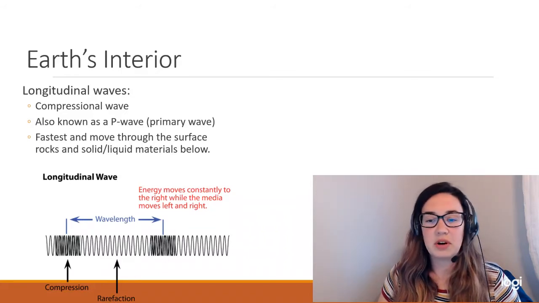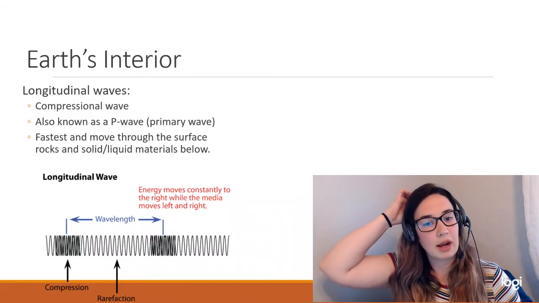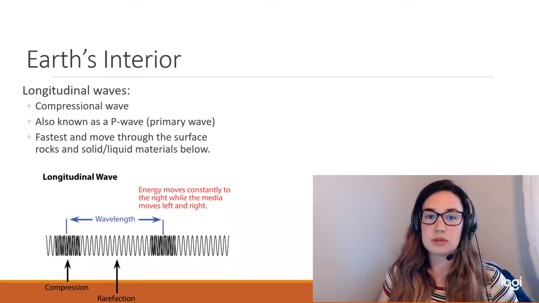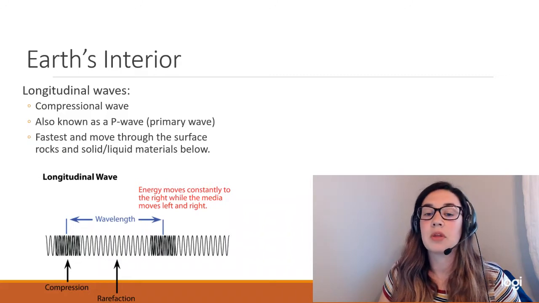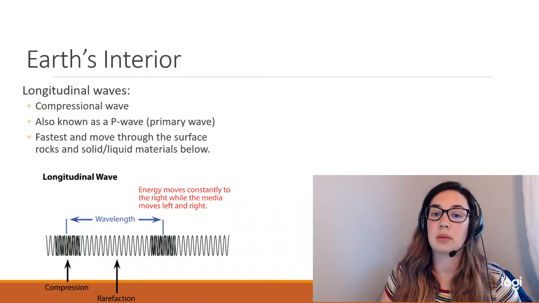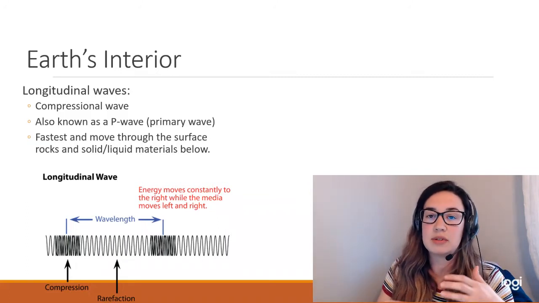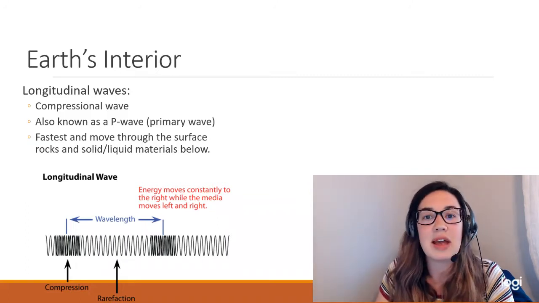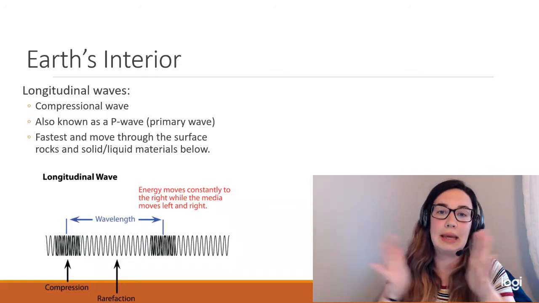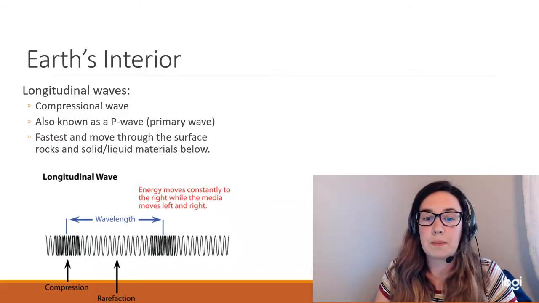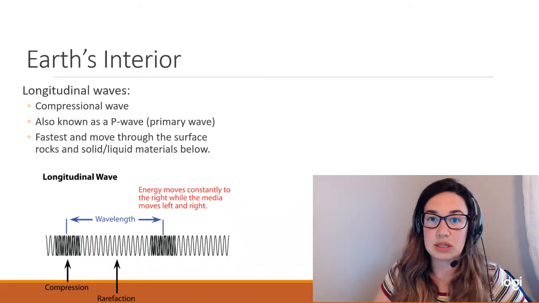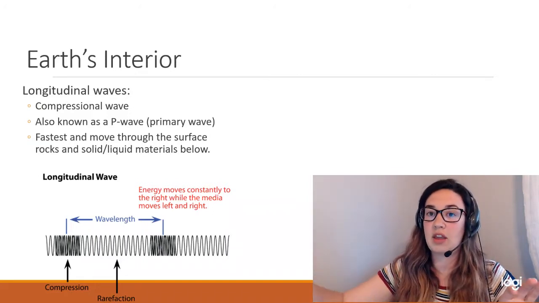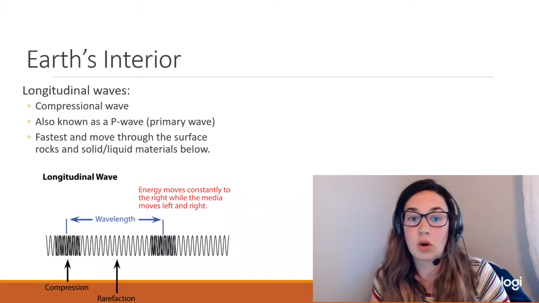Okay, so the first type of wave here that I'm going to be talking about is our longitudinal waves. These are also known as compressional waves. They're also known as a P wave or a primary wave. It's best to think of these compressional waves as a slinky. I wish I had a slinky here to show you, but if you think of how a slinky moves, if you pull or push a slinky, you can see the wave move along the coil.